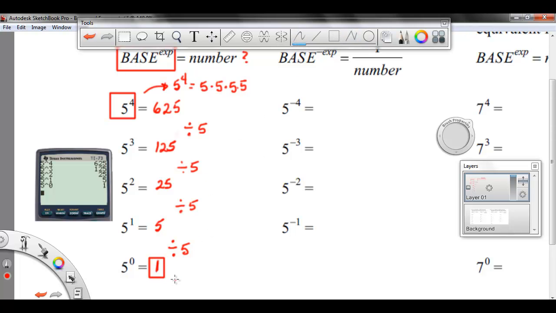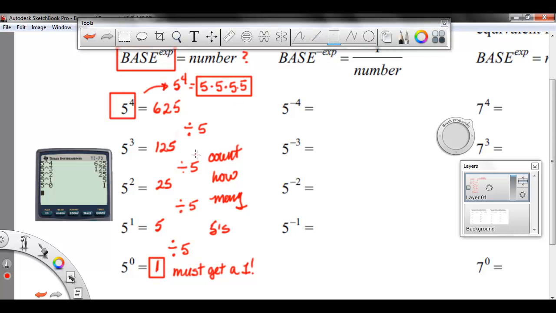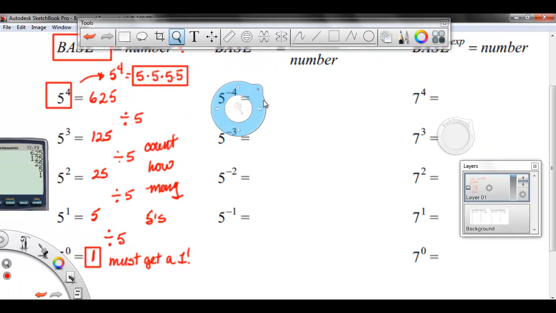Now it's important as we think about this, as we're dividing, and you may not understand this yet, but you will, just remember that you always have to get back to 1. And once you get back to 1, then you want to count how many times you had to divide by a specific base in order to get back to 1. In this case, our base was 5s, and I had to divide it 4 times to get back to 1. Okay? So let's take a look at the negative type.